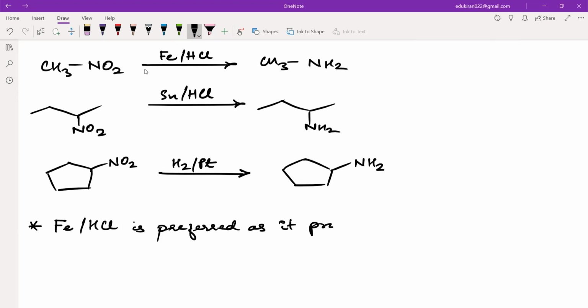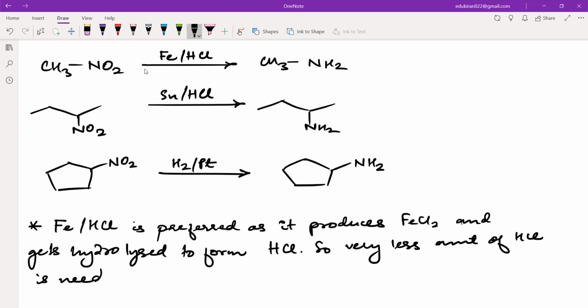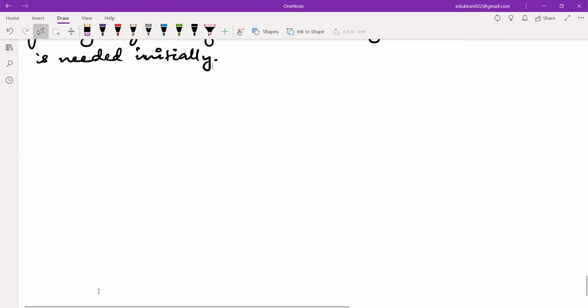So just write a point here that Fe in the presence of HCl is preferred as it produces FeCl2 and gets hydrolyzed to form HCl. So very less amount of HCl is needed initially. Okay, next is preparation of amines from amides.